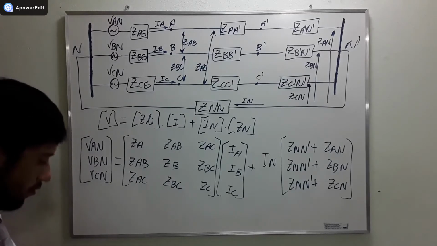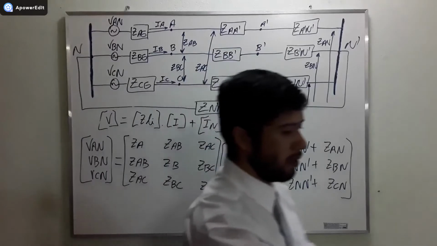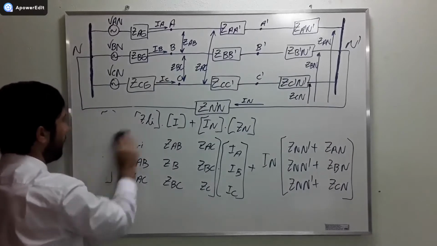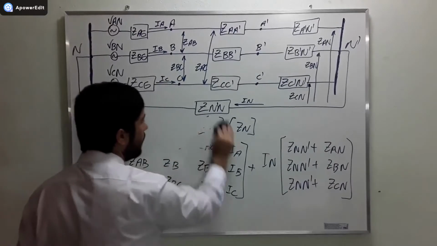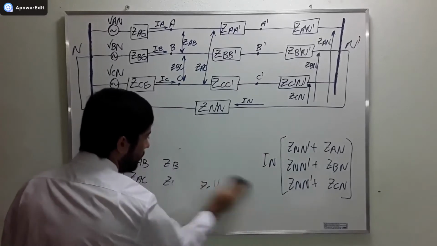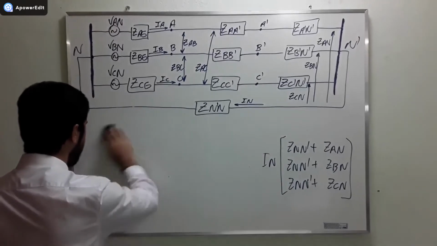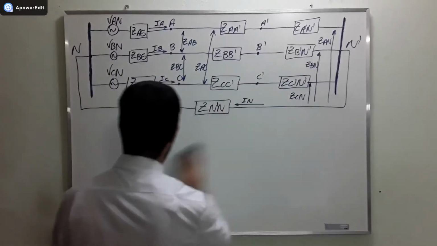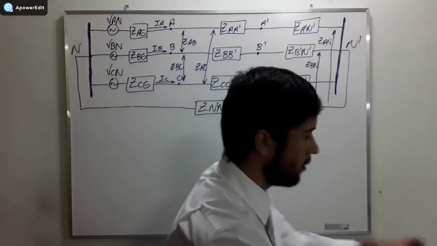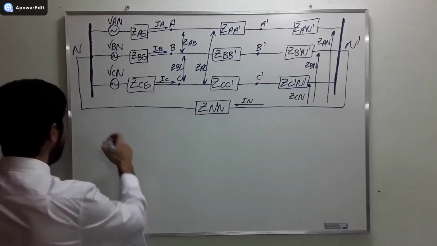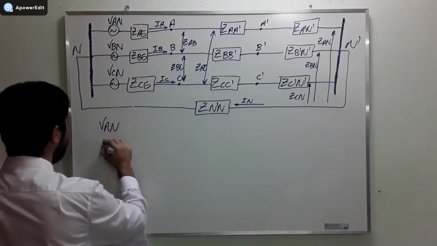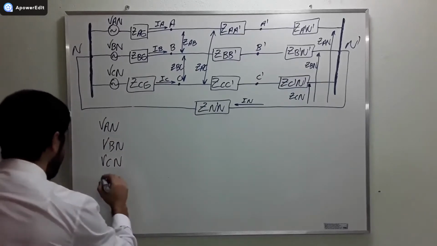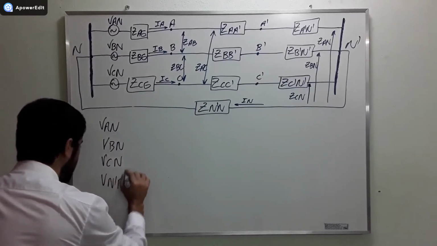Now that we have this, we can create the other matrix, the matrix that is going to enable us to calculate the line currents. Our objective is to calculate the line currents. So let's do it. Let's calculate the line currents. Alright, now VAN, VBN, and VCN, VN prime N.